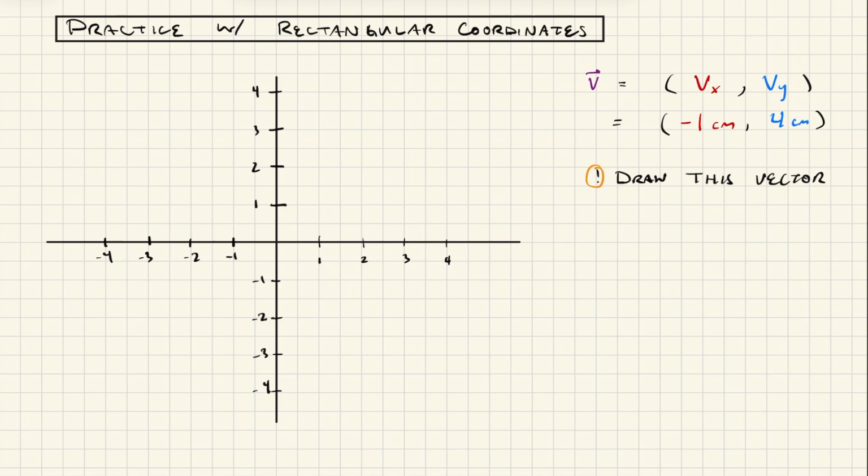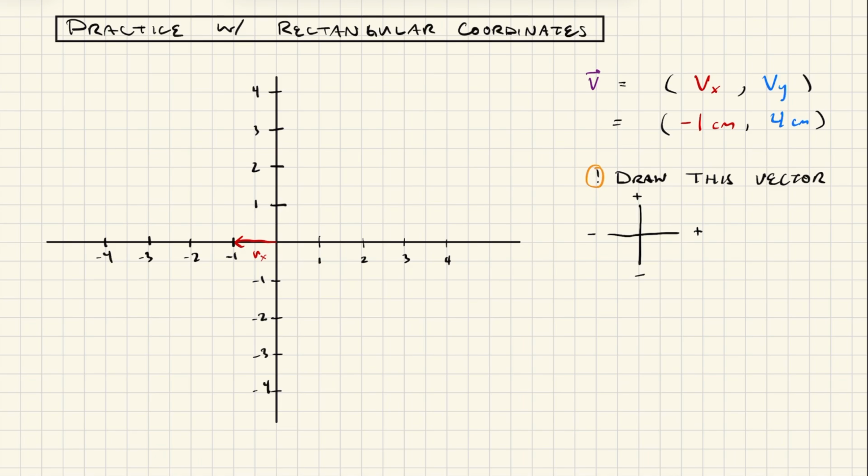Okay, let's work through this problem together now. So once again, the first thing that I'm going to do is draw the little Cartesian basis to remind myself that positive values go to the right and up, and negative values go to the left and down. And so in this case, I have a negative x component, right? And so based on our vector basis, that means our x component points 1 centimeter to the left. And so our x component for this vector, vx, looks something like this.